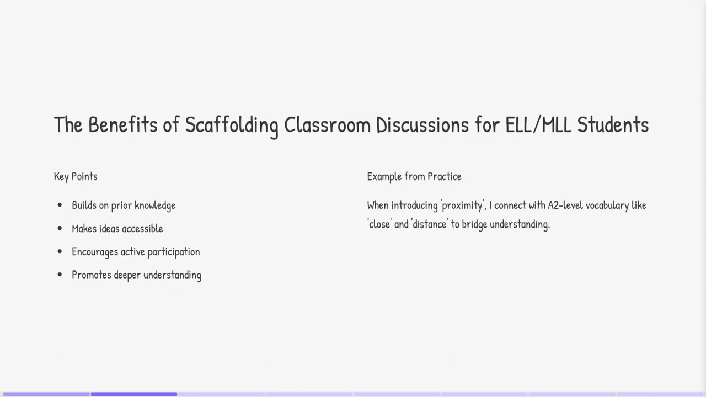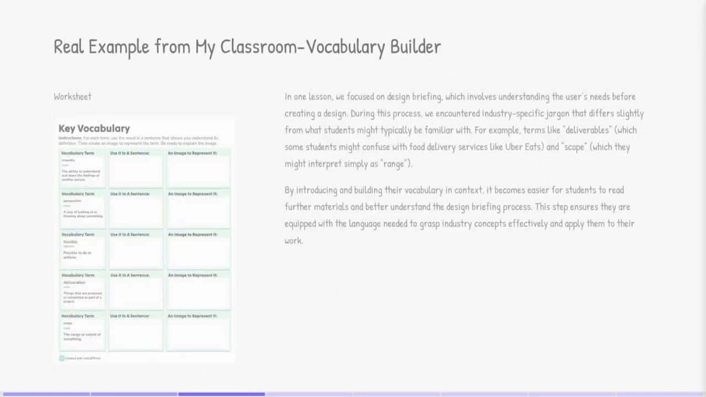One real example from my classroom is we were learning about some jargon, and one jargon is proximity. My students are mostly about A2 to B1 CEFR level, so I just use simpler terms, for example, close, far, distance, to illustrate the idea of the jargon proximity. So I scaffold them based on where their current level is.